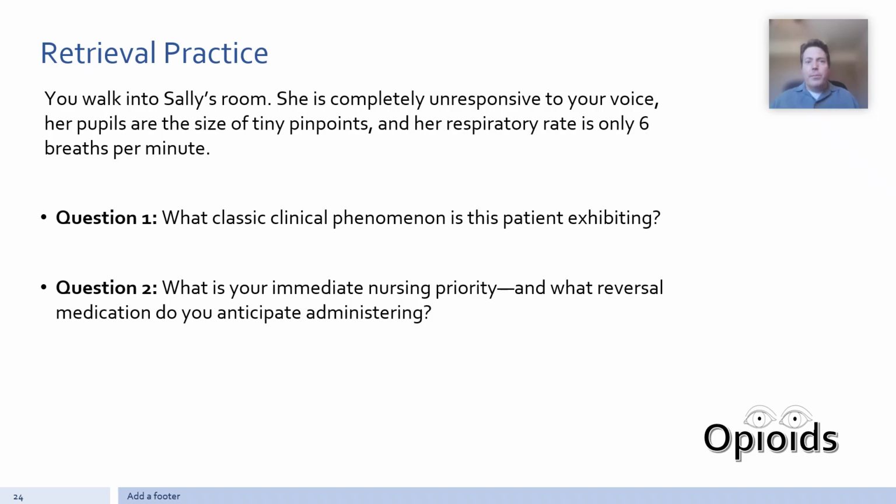So let's do a little bit of retrieval practice. We go into Sally's room and she is completely unresponsive to your voice. Her pupils are the size of tiny pinpoints and her respiratory rate is only 6 breaths per minute. So 2 questions for you, and you can pause this if you want to think about it. What classical phenomenon is Sally exhibiting? And what are your immediate nursing priorities? And what reversal medications do you anticipate giving? You can pause this if you'd like.